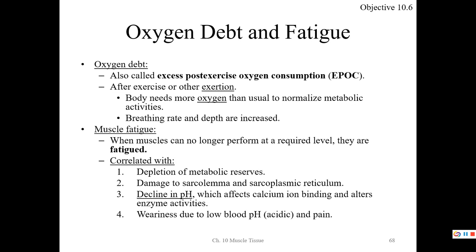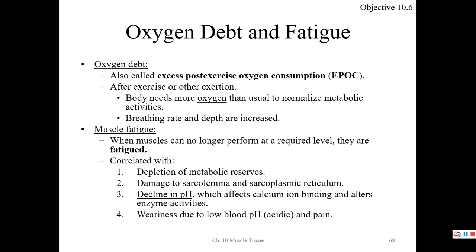Okay. Now, when muscles start to work out, they will start to consume oxygen. This is called excess post-exercise oxygen consumption, or EPOC. This is after exercise or any other kind of exertion that I've done. Now, the body needs more oxygen than normal for its metabolic activity. Breathing rate goes up, breathing depth increases. I just talked about this in A&P2 today.